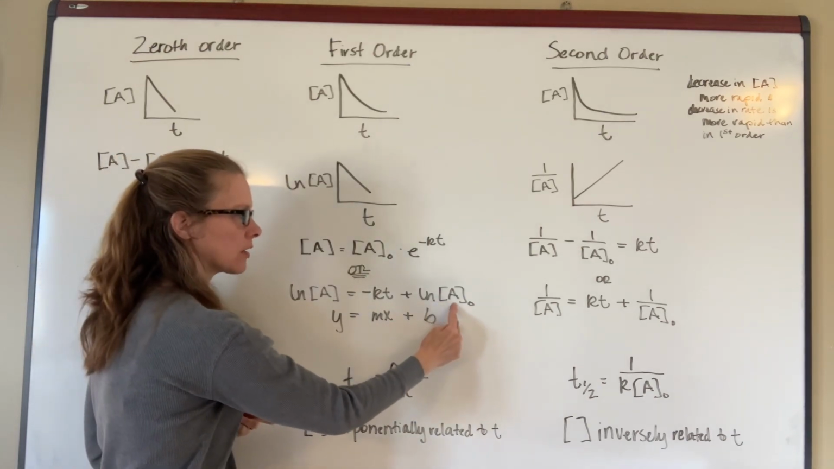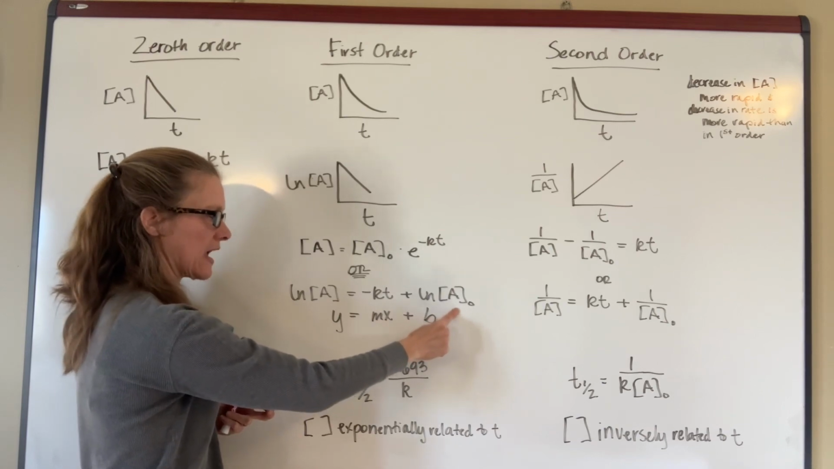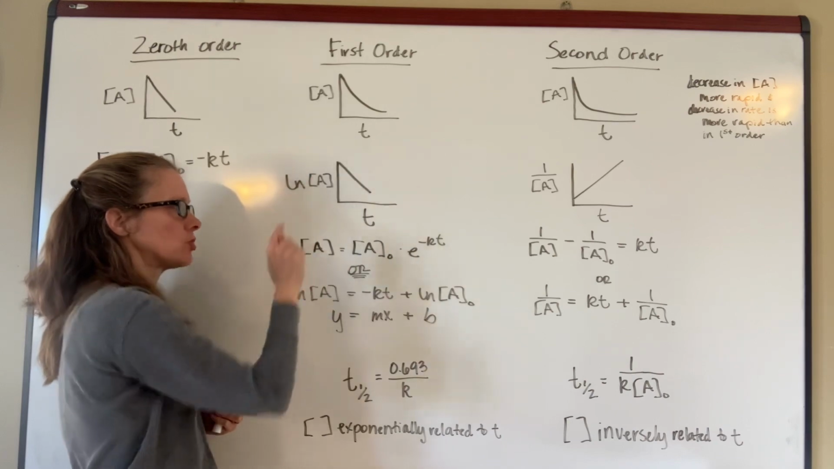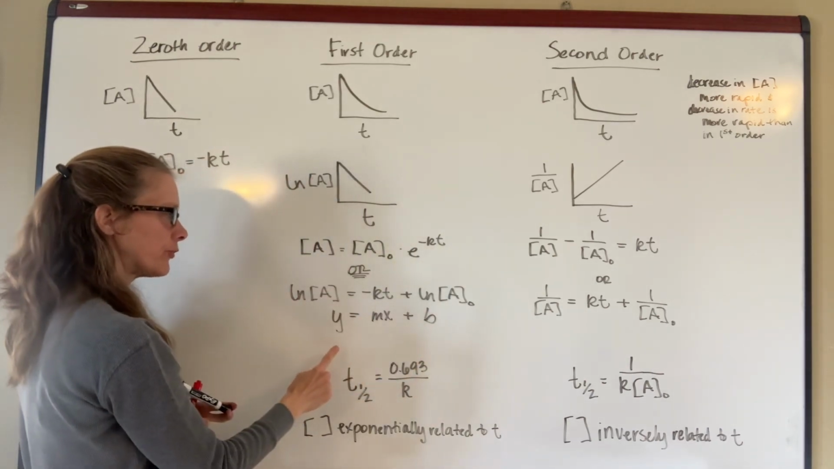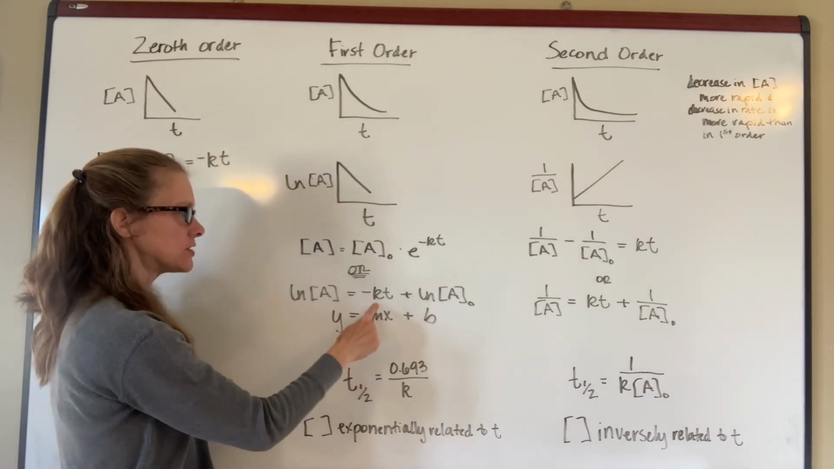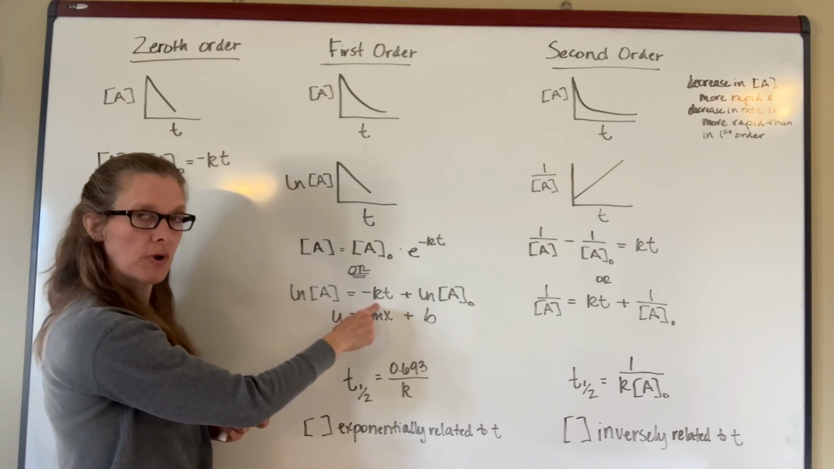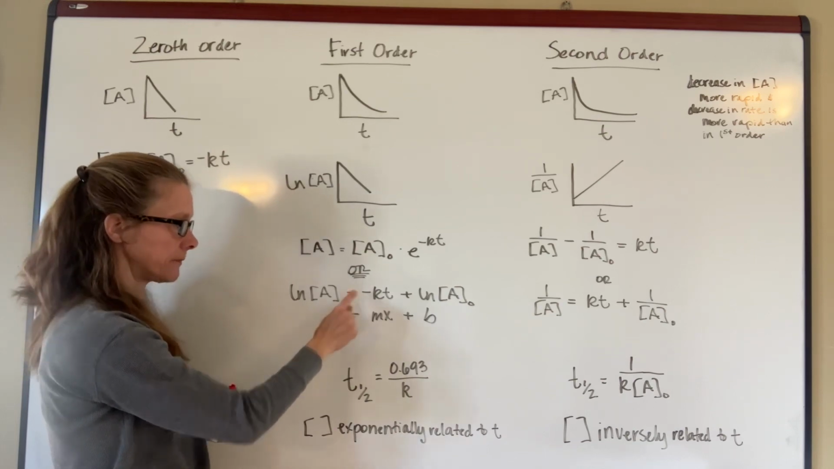The natural log of A, and that little zero down there means that's the initial concentration of A. Well, that's what's going to be at time equals 0, so that's the initial concentration, so that's the y-intercept. And so therefore, the slope of this line is going to be the rate constant for the reaction, except it's going to be the negative of it, okay?